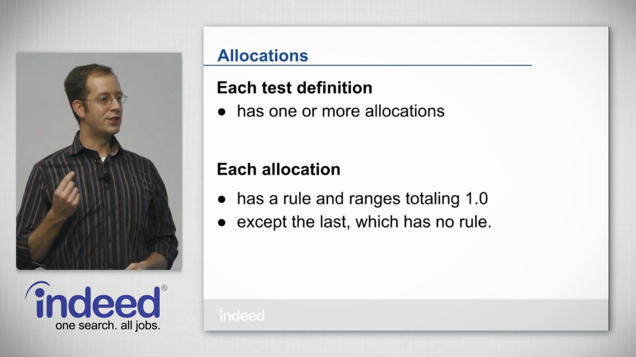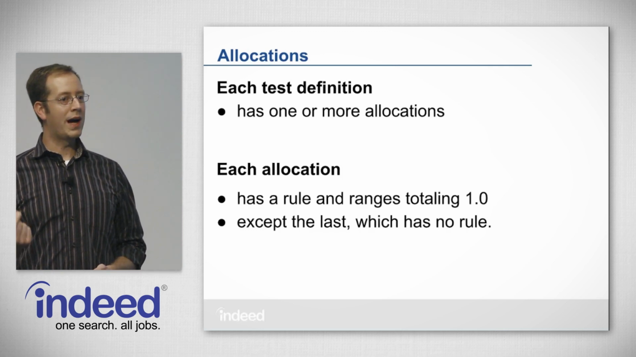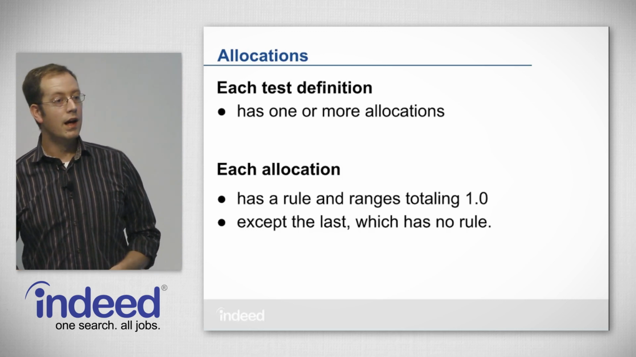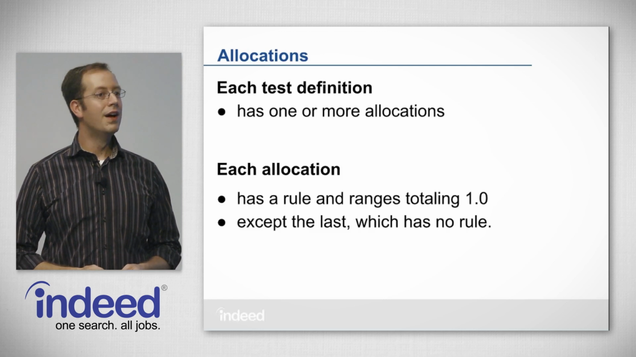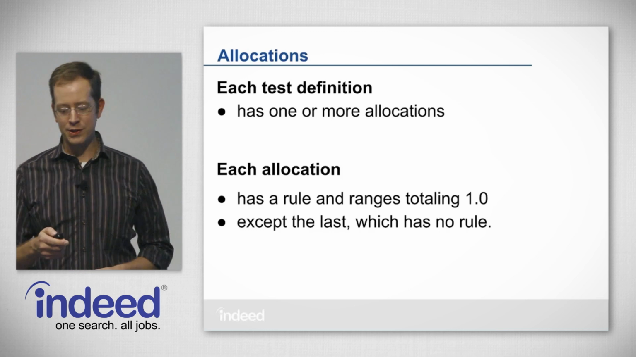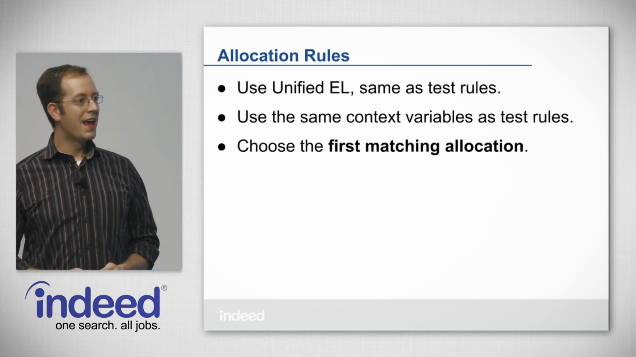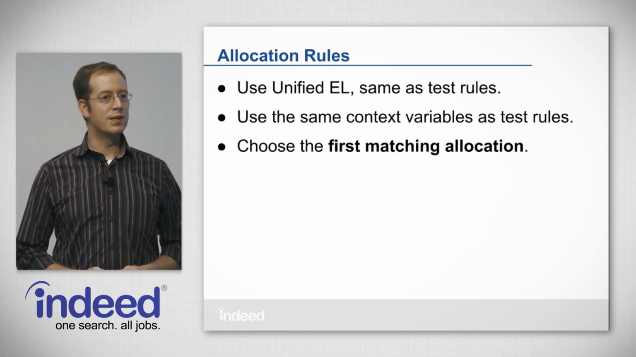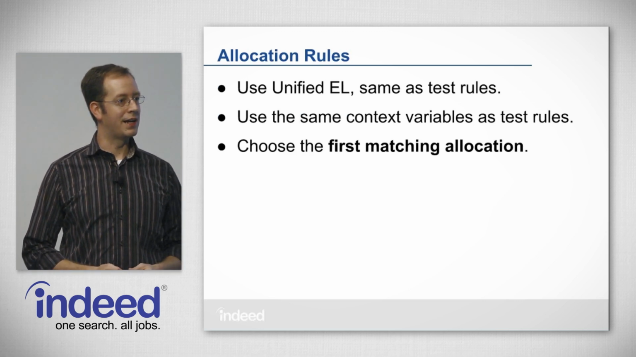Each allocation is just a rule and a set of ranges. The rule decides whether or not that allocation applies, and the ranges are just 10, 80, 10. There must always be one rule: the last allocation must always have no rule. That is the default allocation into which everybody will fall. Allocation rules use unified EL, the same as the test rules. The same context variables that we use to decide whether the test applies are used to decide which allocation applies. And it just runs down the list and picks the first matching allocation.